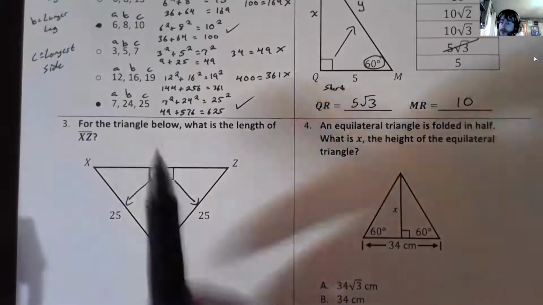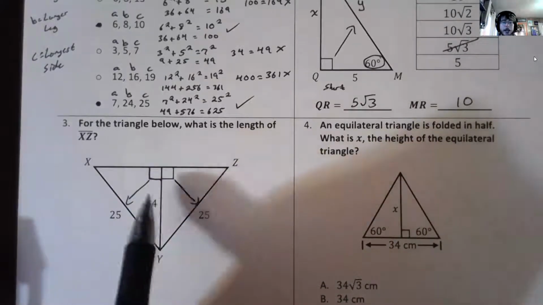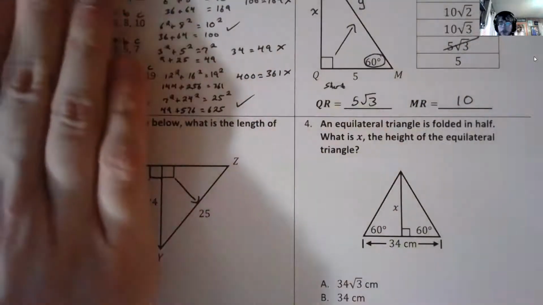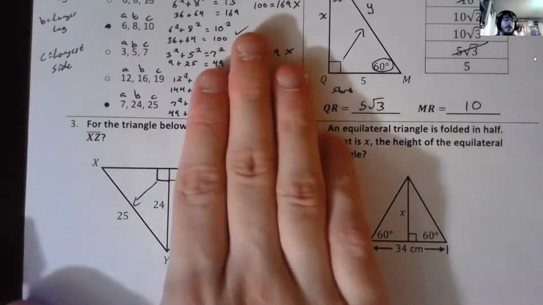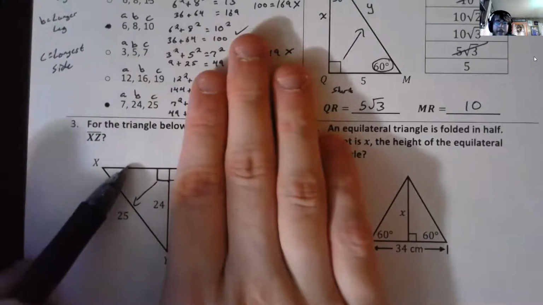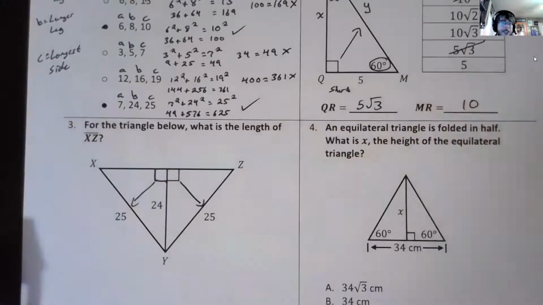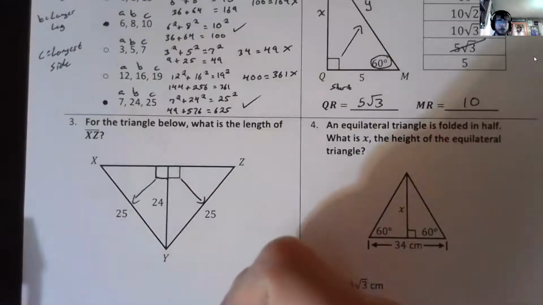Well, we want to find XZ, which is the entire thing. But we have 2 identical right triangles. And if I cover up one of those, we'll cover up this one because it's easier. If I use the Pythagorean theorem, I'm only going to find 1/2 of what XZ is. So I need to find this part and then double it to find what XZ is because we're dealing with 2 identical right triangles.